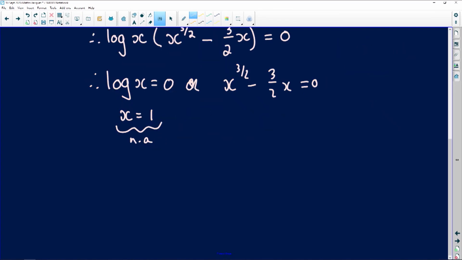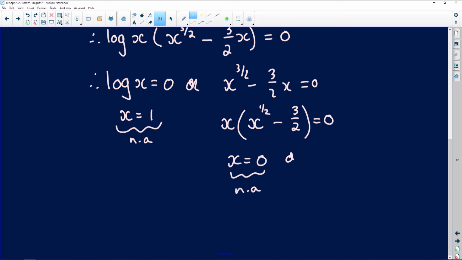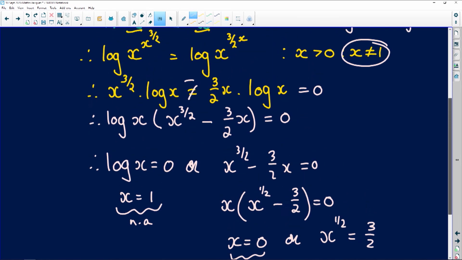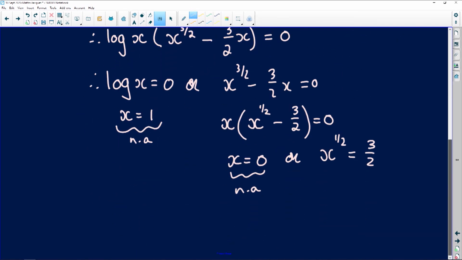If you look carefully at what you've got here, folks, you can remove an x to the power of 1. Then you have x to the power of a half. Remember, this is 1 and a half. Minus 3 over 2 is equal to 0. So x is equal to 0, which is also not applicable. Or in this case, x to the half is equal to 3 over 2. If I throw the 3 over 2 over, there we go. So therefore, my answer for x is the square of that, 9 divided by 4.